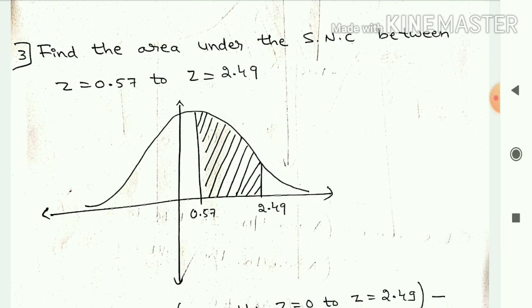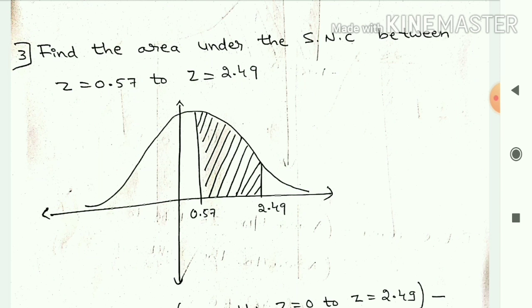Find the area under the standard normal curve between the points z equal to 0.57 and z equal to 2.49. Okay, both are positive, right? Okay, fine. Let us write down the diagram. We'll find the shaded region. First point is 0.57. I have drawn the line up to 2.49. So that is the required region. Now how to find it? Very simple. If you know the logic very well, it is easy.